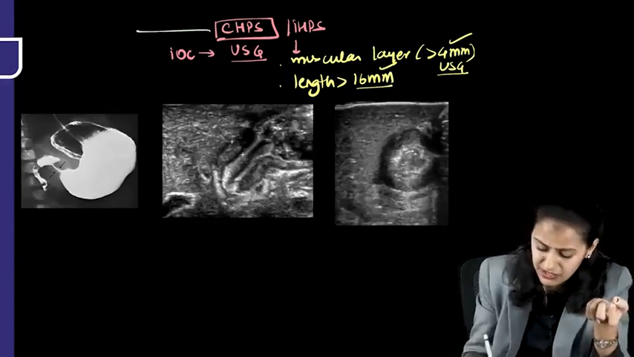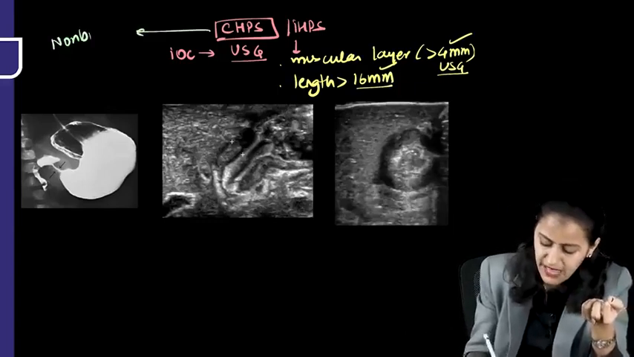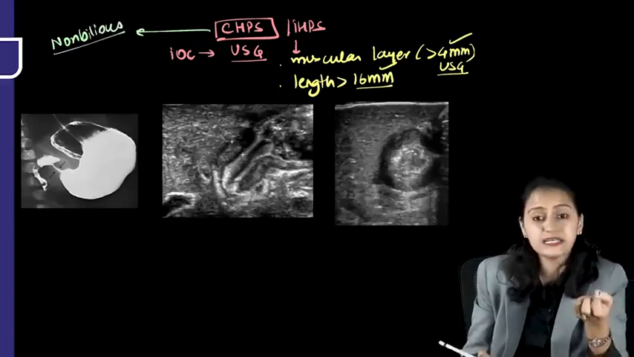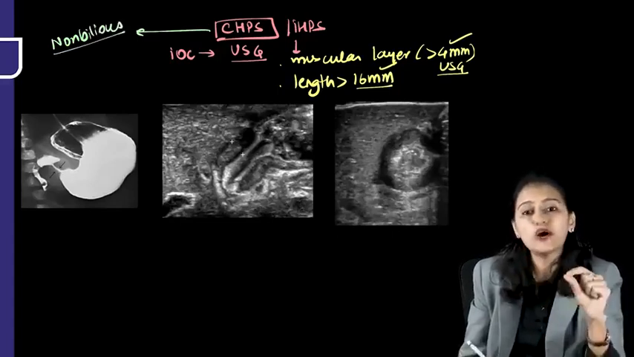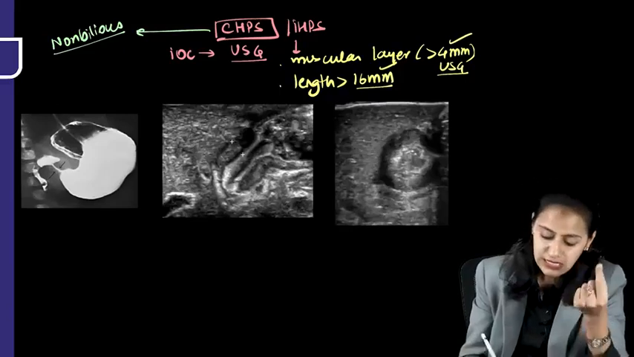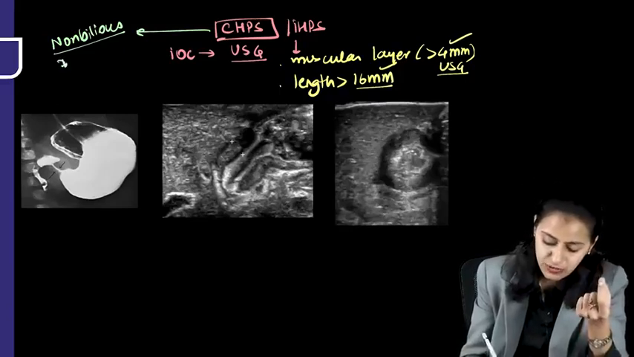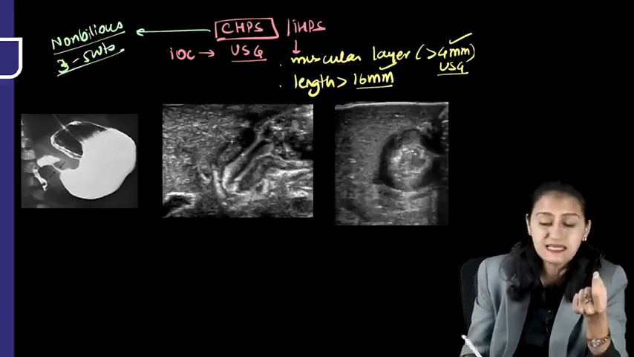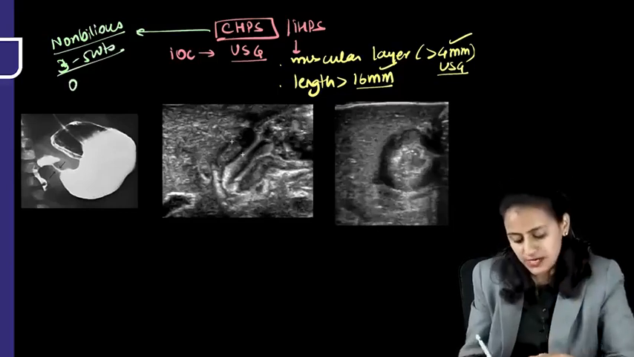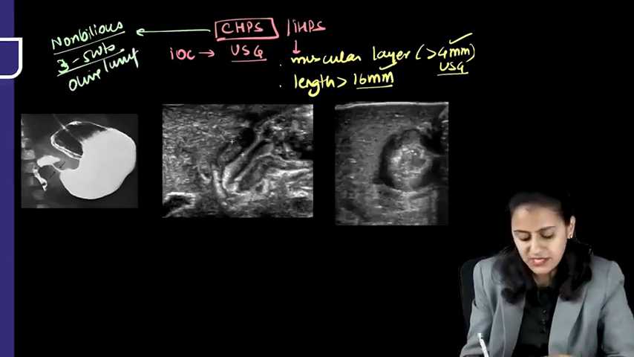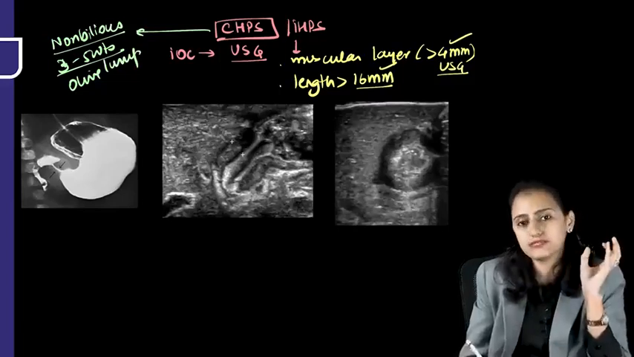What are the clinical features given here? The baby will have non-bilious vomiting, and it is going to be around 3 weeks to 5 weeks, not immediately after birth. There's going to be an olive-like lump in the epigastrium representing the hypertrophied pylorus.